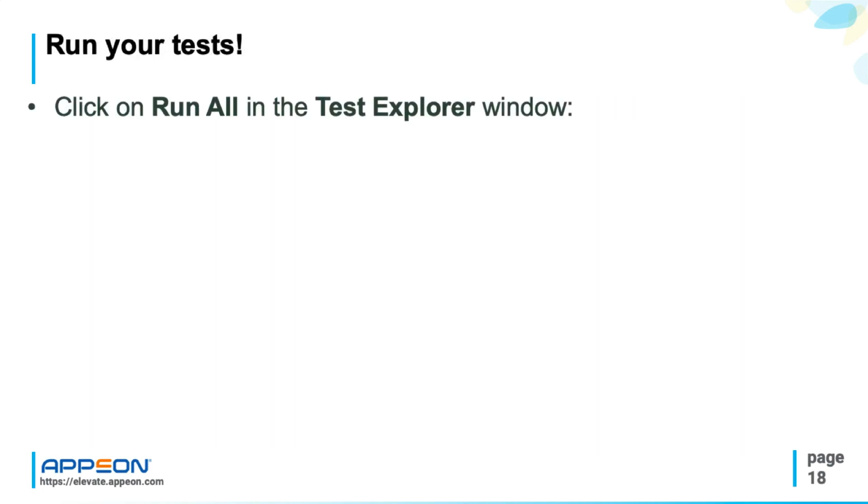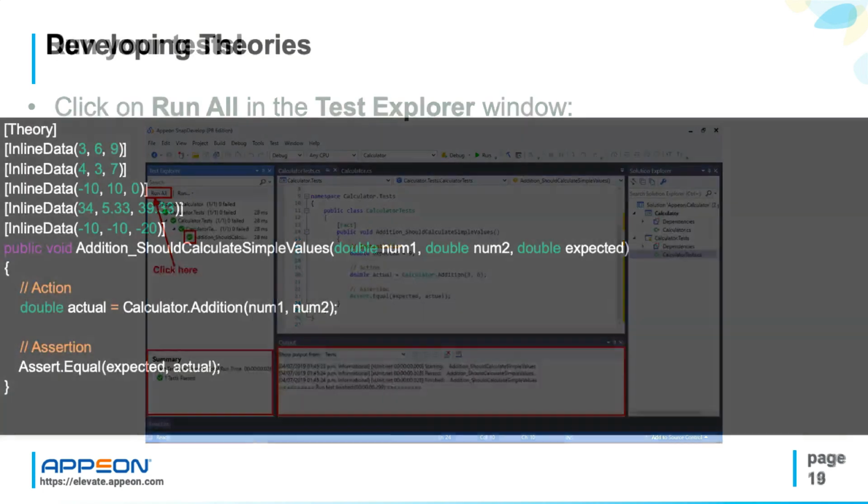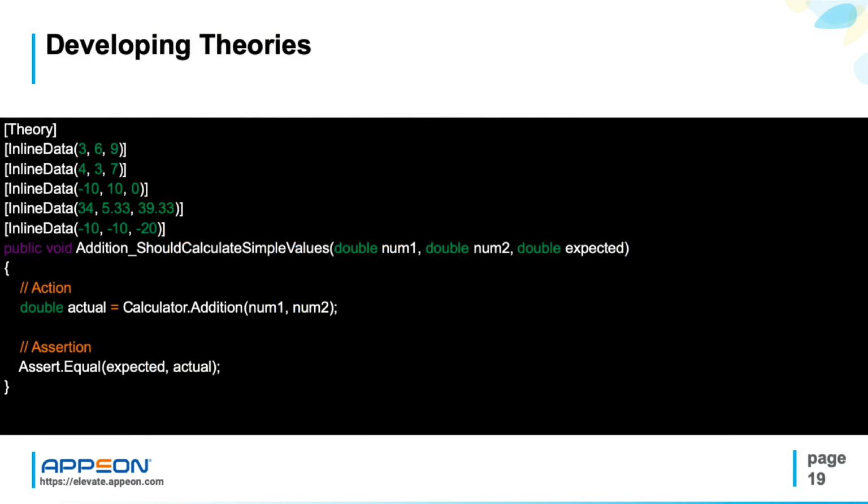It's time to run our tests. Click on Run All in the Test Explorer window. Wait a couple seconds for the projects to build and the test to run. Then you will notice that the test has actually passed. This was an actual test that asserts that if you pass 3 and 6 to the addition method, it should return a 9. Even though this was very simple, it illustrates the basics of how facts are developed and tested against our code.